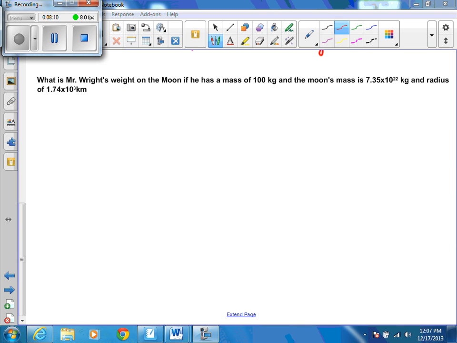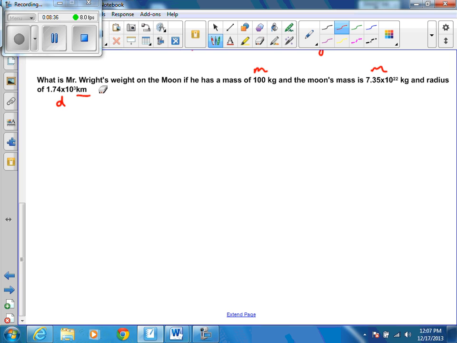Okay, so we're recording. What's my weight on the moon if my mass is 100 kilograms? So I got my M up here. That's the mass of me. The mass of the moon is given to you here at 7.35. And for the radius of the moon, you have to be really careful here. This is the distance. Now, why do you have to be careful here?